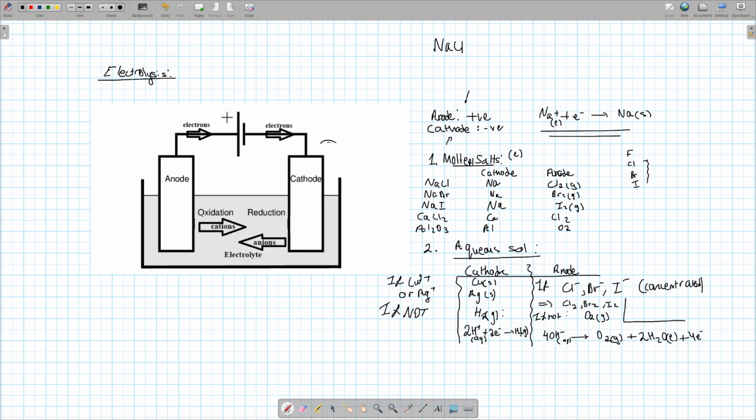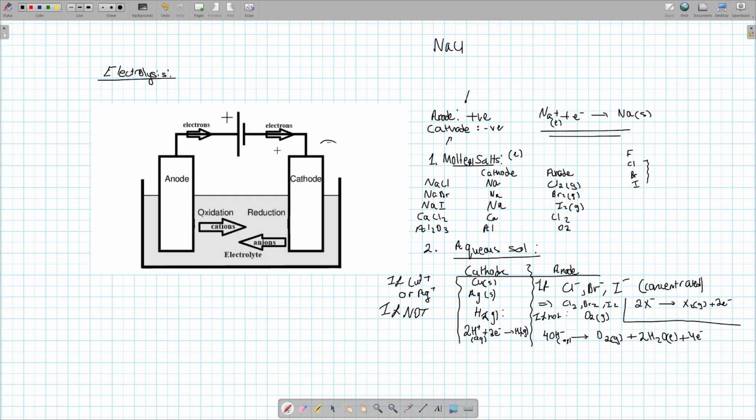Maybe some notes to help over here. If it was concentrated, the reaction would be 2Cl minus. Obviously at the anode, 2Cl minus produces Cl2, oxidation, plus 2e minus. This would be the reaction. And I'm not going to write Cl, I'm going to write X, because they're all minus. For all of them, this applies: 2 of whatever minus produces X2 gas plus 2e minus. So these are our notes for electrolysis.